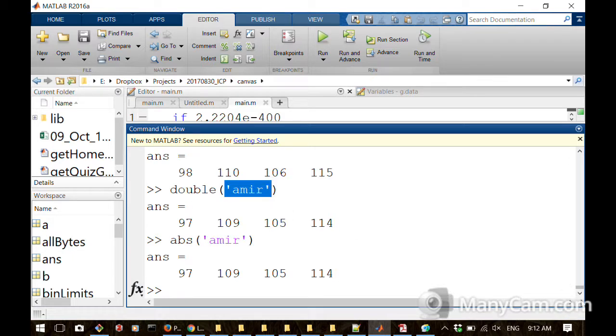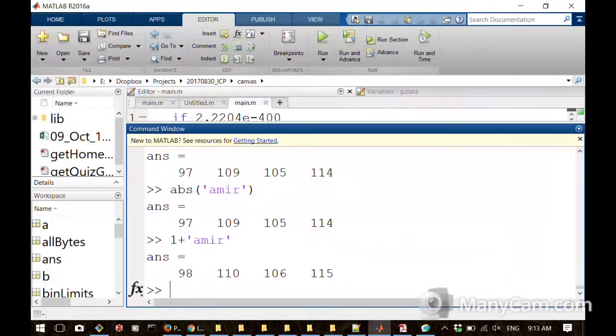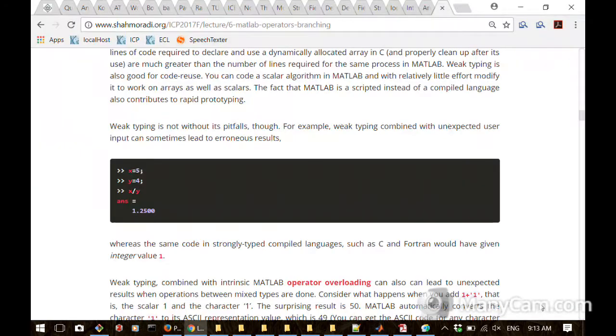Okay. So this is called operator overloading, and it can also be dangerous because sometimes you don't really mean adding 1 to a string like this, but since MATLAB understands this as an operator overloading procedure, it does this for you. So you have to be careful about this. You cannot do this, for example, in other languages.